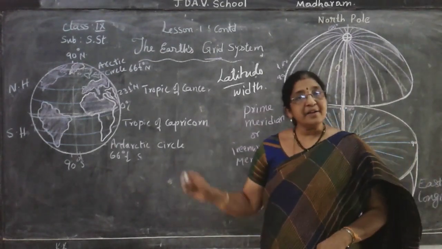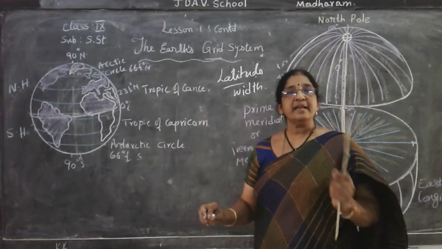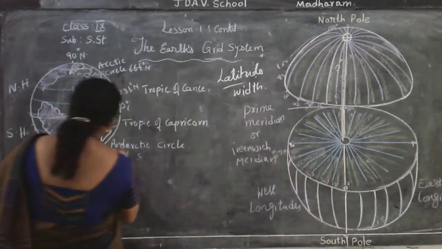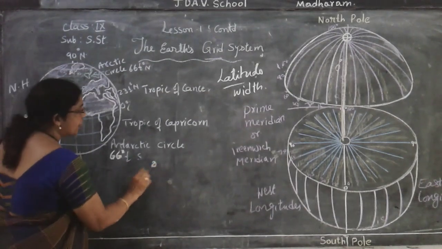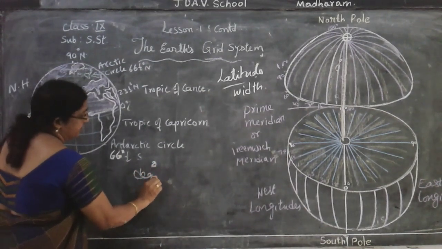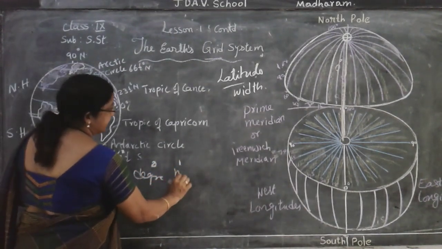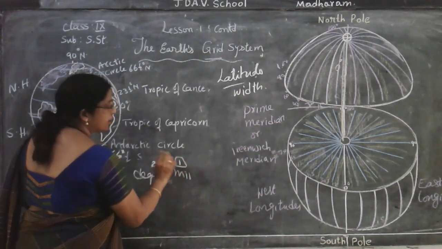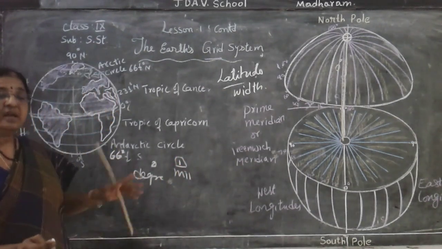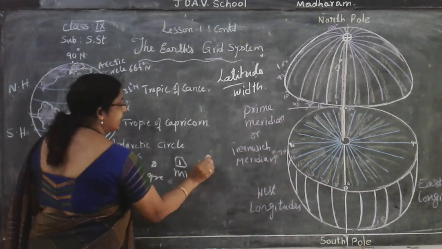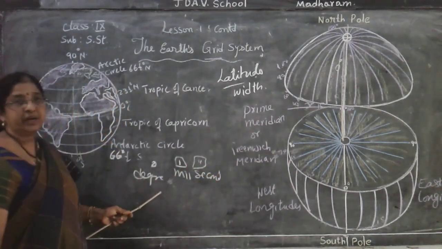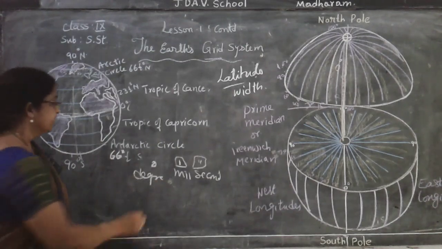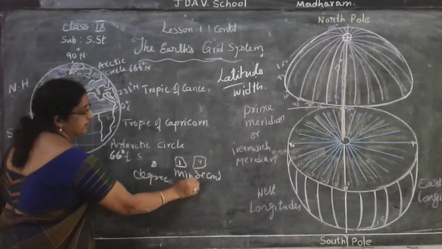Normally in latitudes, what do we say? Degrees, like 66.5 degrees. This is called degrees, and this is called minutes. One small line will be there, as you will see in an atlas. And if there are two lines, these are the seconds. They tell where the place is located. Degrees, minutes and seconds.